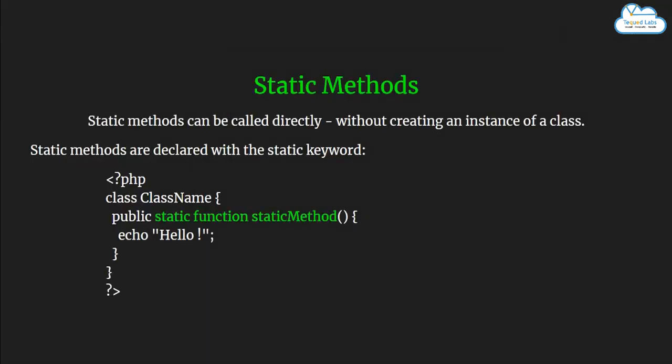Next, we are going to learn about static methods. Now what are static methods? Static methods can be called directly without creating an instance of a class. That means without creating an object, you can call them directly. Static methods are declared with the static keyword. You can see public static function staticMethod, right? So this is how you have to create a static function or static method. Let me tell you how exactly we can get the output of this.